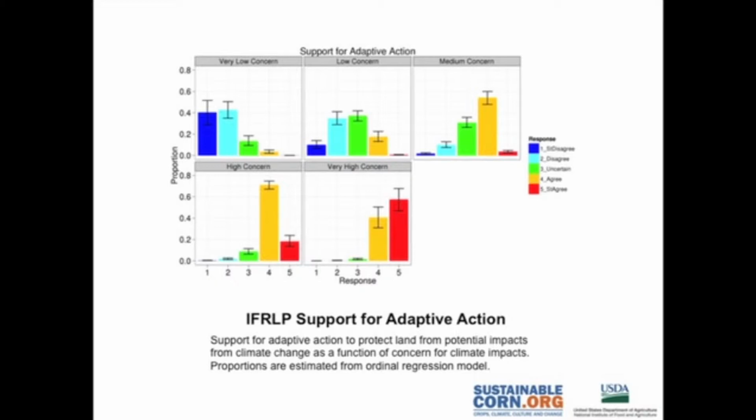In the upper left are individuals who have a very low level of concern for climate impacts. And you can see that they are very likely to disagree that they should take some action to prepare for the impacts of climate change. As we move across the top row there, their level of perceived risk is increasing. And then on the bottom, we have individuals who have a very high level of concern about the impacts of climate change. And they're more likely to agree that they should take steps to protect their land from the impacts.